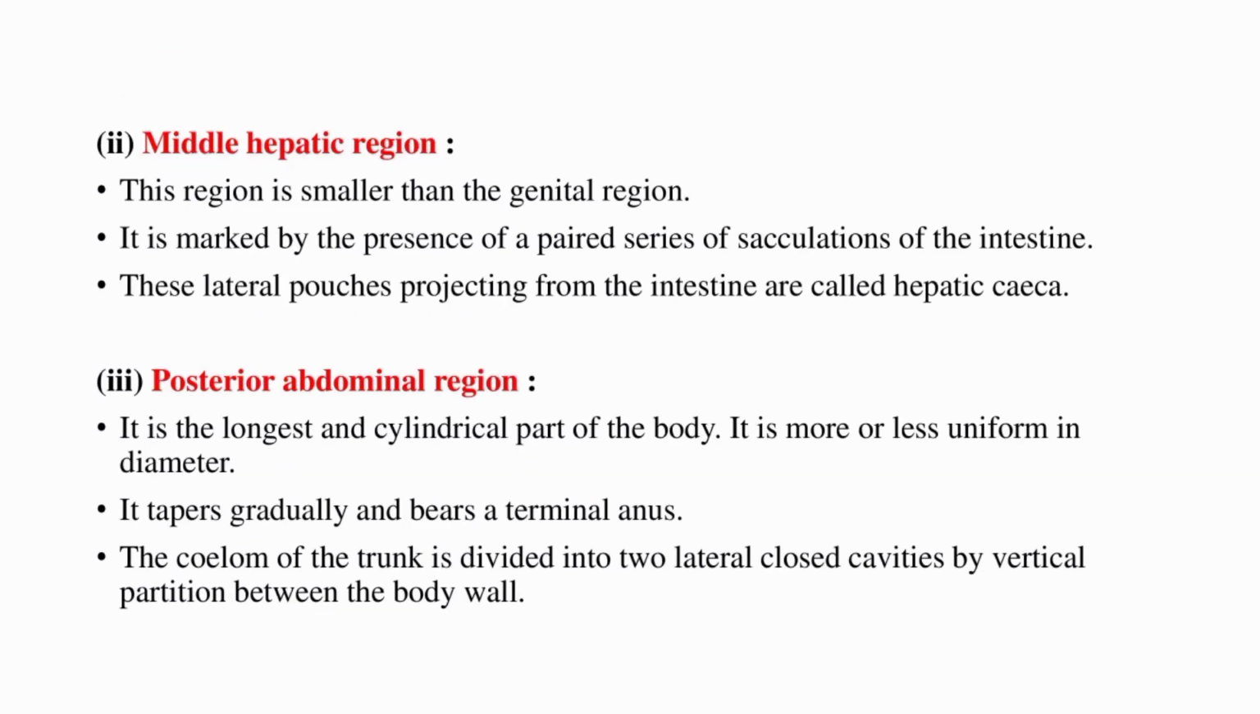Next, middle hepatic region. This region is smaller than the genital region. It is marked by the presence of a paired series of sacculations of the intestine. These lateral pouches projecting from the intestine are called hepatic ceca. Next, the third part, posterior abdominal region. It is the longest and cylindrical part of the body. It is more or less uniform in diameter. It tapers gradually and bears a terminal anus. The coelom of the trunk is divided into 2 lateral closed cavities by a vertical partition between the body wall.